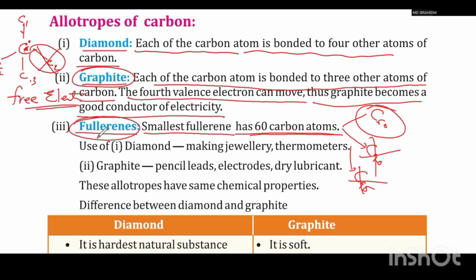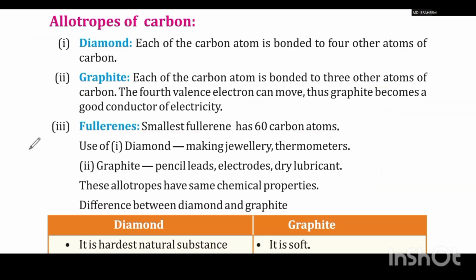One thing that is important, my dear student, is the uses of these allotropes. I'm going to discuss the uses very fast. Diamond: making jewelry and thermometers. Graphite: pencil leads, electrodes, and it is used as a lubricant. These allotropes have the same chemical properties, as I already told you. They have the same chemical properties, but they are physically different.